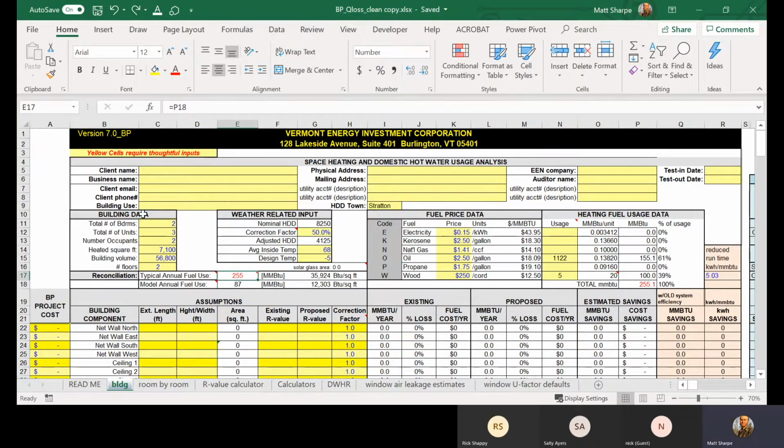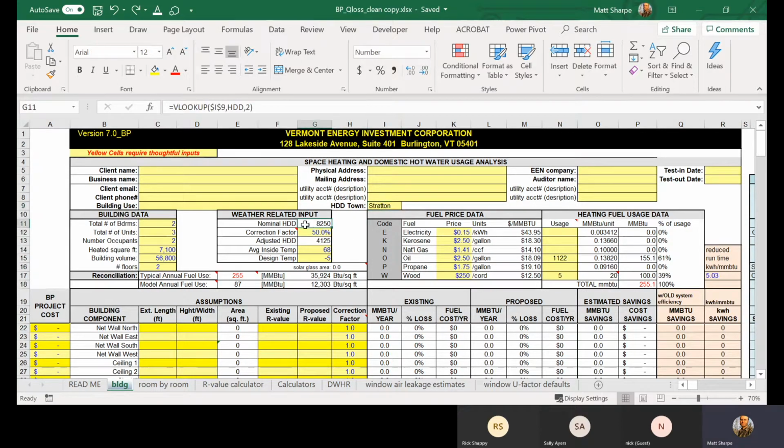All right, so building data, we talked about that. Weather-related input would be next. This heating degree day value works the same way as Hero. You pick your heating degree day town, and there might be some that aren't on there, just like in Hero. So you pick your closest climate town to the one you're working in.